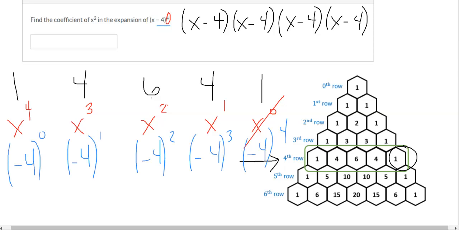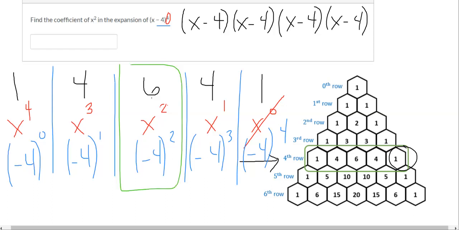Okay. So we're then going to multiply down each of these columns to get the term we want. So if we're only interested in the x to the second term, that means we're only really interested in this column. So we're going to be multiplying the (-4) squared times the 6 times the x squared. Well, (-4) squared will give us 16. 16 times 6 times x squared means that 96x squared is the full term.